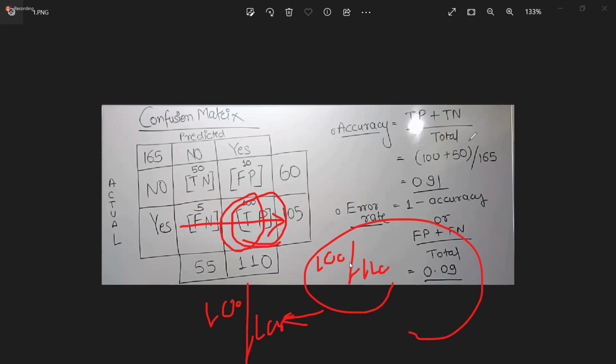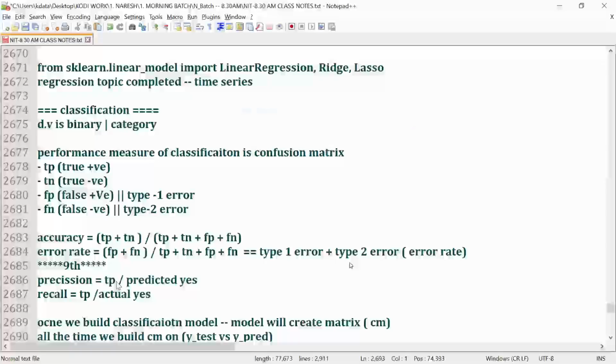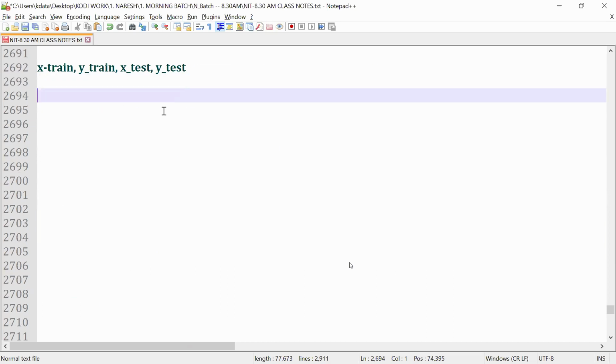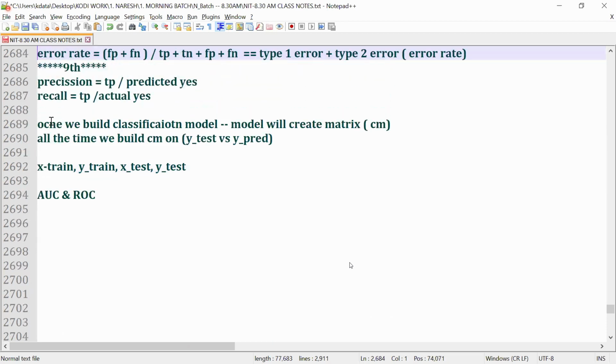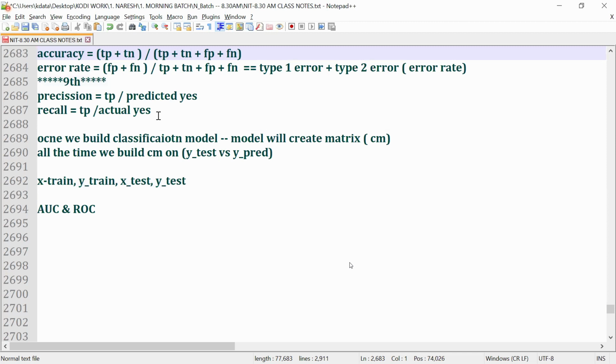So guys, this confusion matrix is very important. The reason is that in future we need to build AUC curve and ROC curve. And I want you to remember all those things. So that's what I mentioned here. Precision is TP by predicted yes.